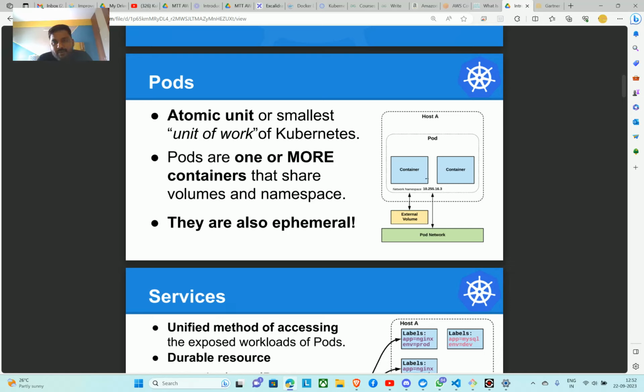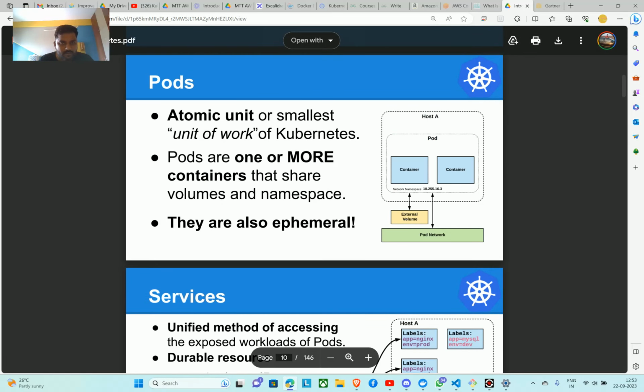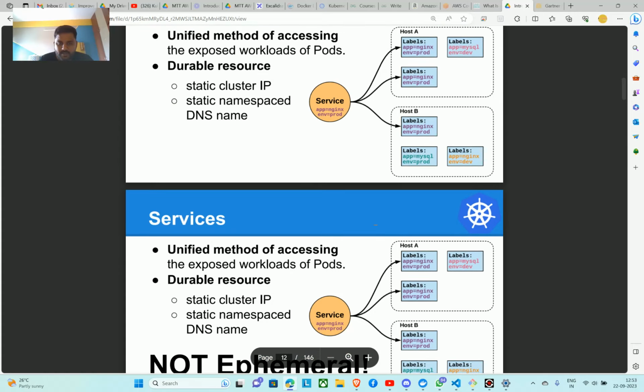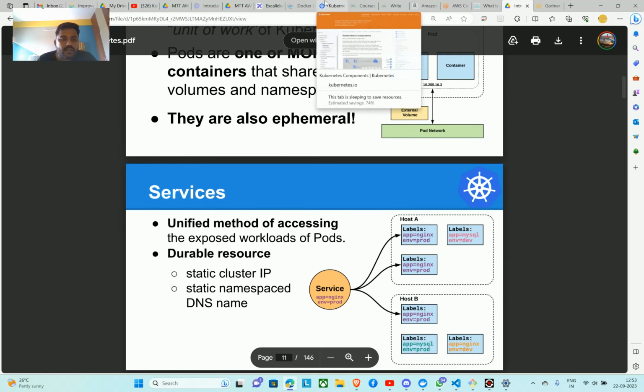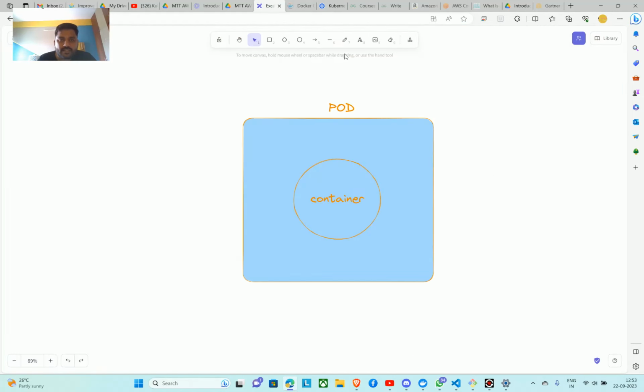Okay, and please remember, as in Docker, they are ephemeral. So if you want your data to be persistent, you need to have an external volume. That is a very complex topic, but today's agenda is that we are just focusing on the architecture of Kubernetes. Okay, so the basic unit of work is the pod. So pods are one or more containers that share volumes and namespace. You're getting the concept? Okay, now we are not going further into services and other things. So today we are going to focus on Kubernetes architecture.